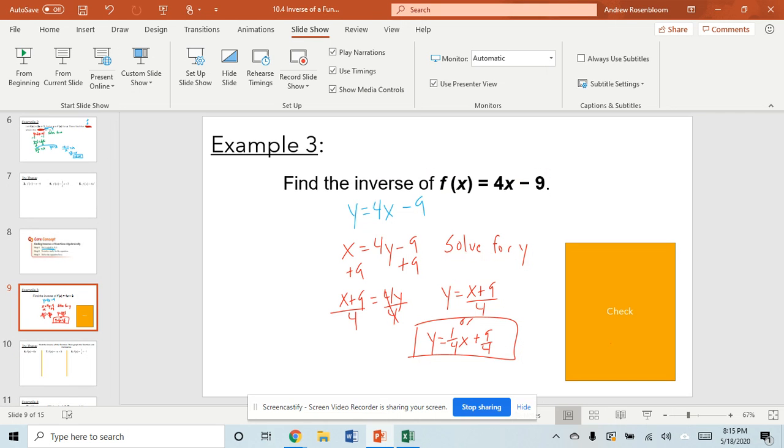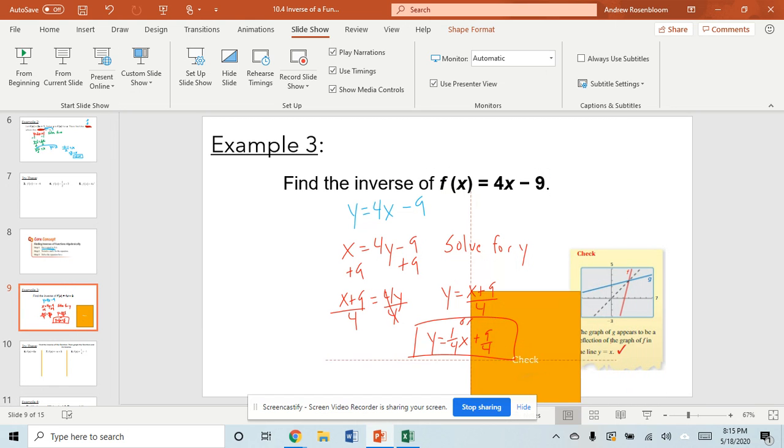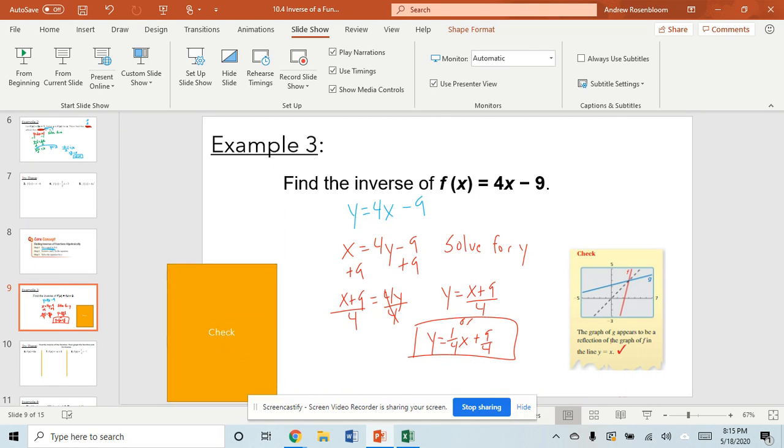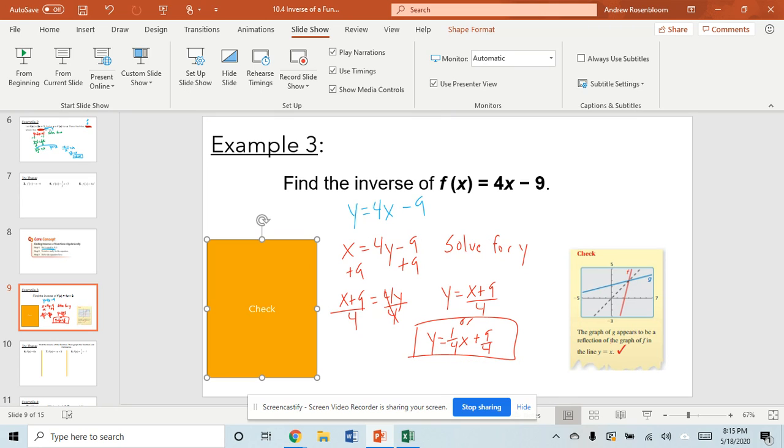I'm going to keep this. I just want to go through one other thing. Okay, and you can check your work, because the graph of g appears to be a reflection over the line y equals x. So that's one other key component here. When you're finding an inverse, they're actually a reflection over the line y equals x.